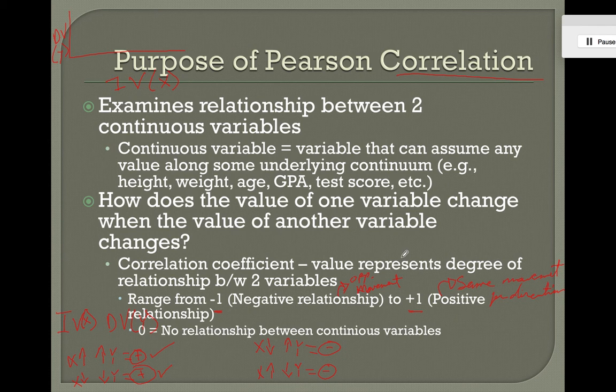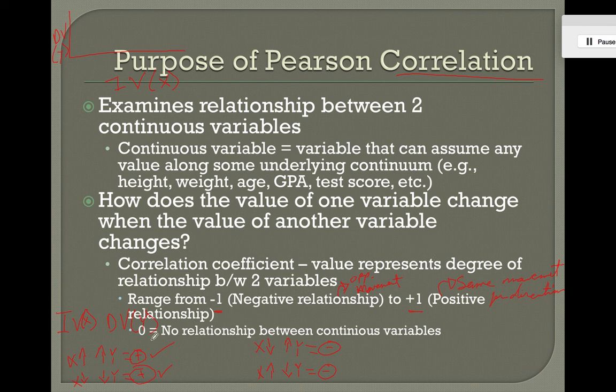Now, what happens if we have a positive 1? That means that we have a perfect positive correlation. In other words, every single time that x went up, y went up. Every single time that x went down, y went down. So we have a perfect positive correlation in every single instance. So again, the closer your value is to an absolute value of 1, it means the stronger the relationship.